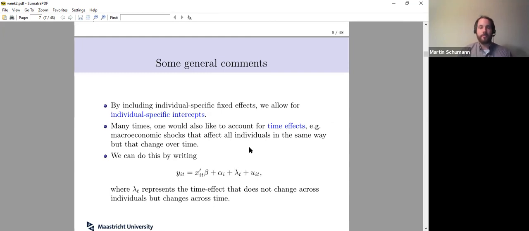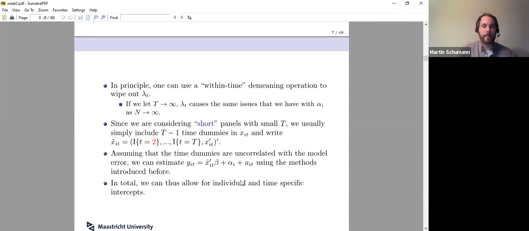Okay, so now this is actually also a very popular model. This is also called a two-way error components model because we have the model error, the unobserved part of the model, which has an idiosyncratic error, and then on top of that, it has two parts, namely an individual specific and a time specific effect.